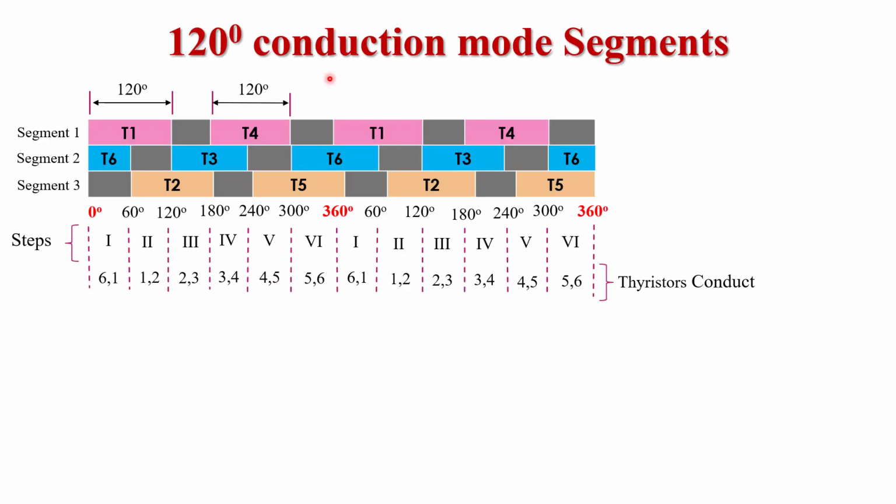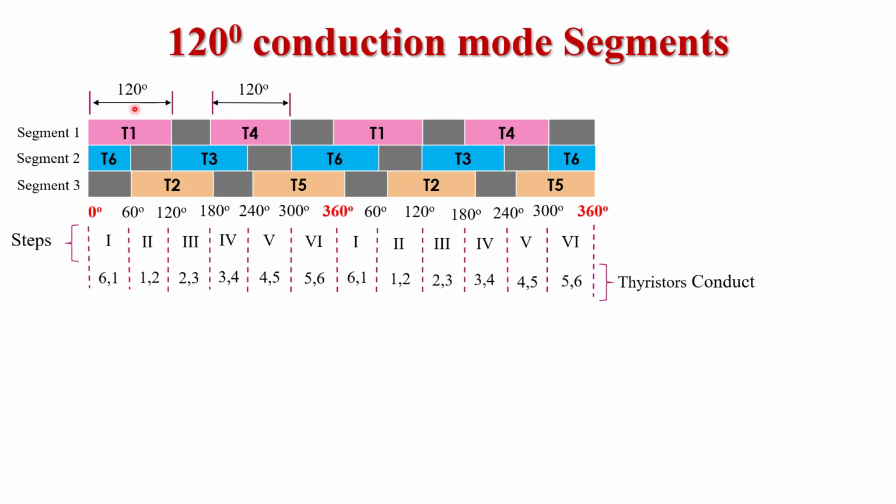Now, 120 degree conduction. What do you mean by 120 degree conduction mode? How is this 120 degree conduction mode different from 180 degree conduction mode? In 120 degree conduction mode, each SCR conducts for 120 degrees. It means the conduction time of the switches or SCRs is reduced to 120 degrees instead of 180 degrees in 180 degree conduction mode. So this is the basic difference between 120 and 180 degree conduction mode. In 180 degree conduction mode, each SCR conducts for 180 degrees. But in 120 degree conduction mode, each SCR conducts for 120 degrees.